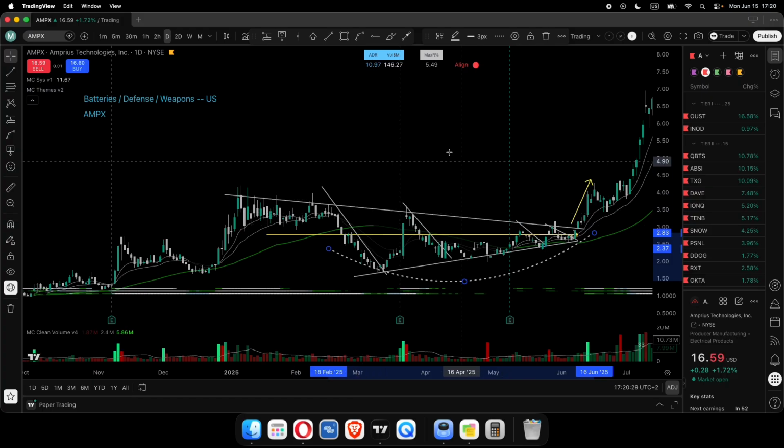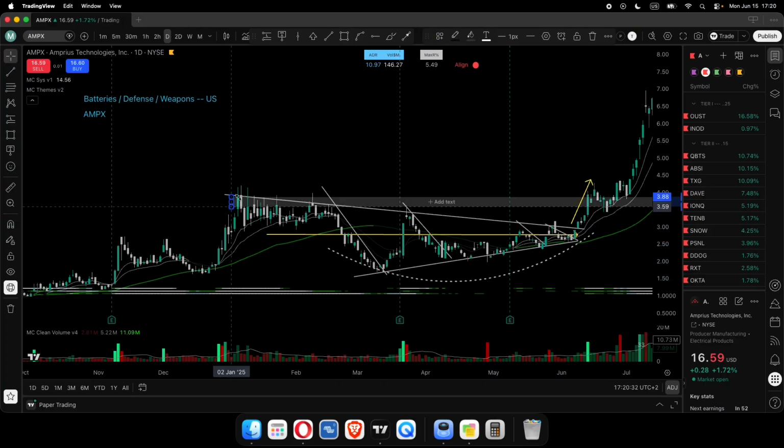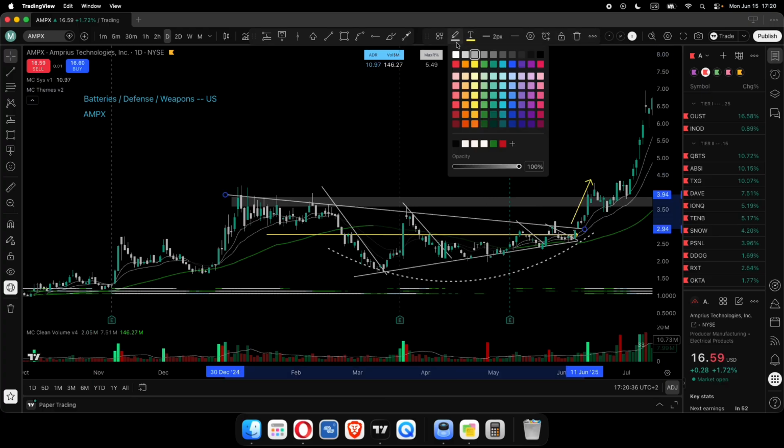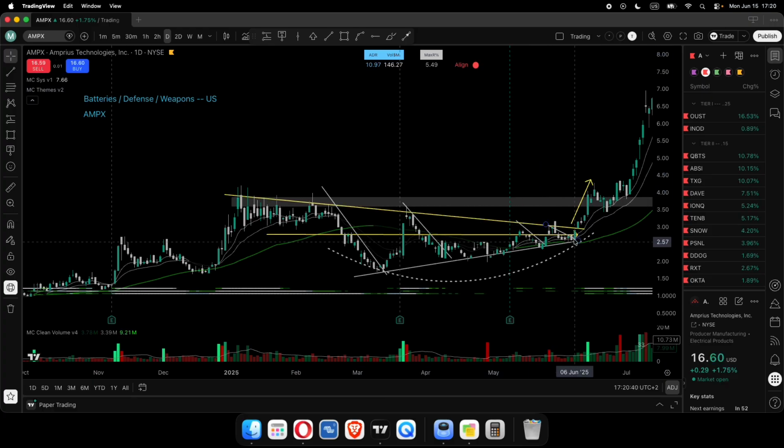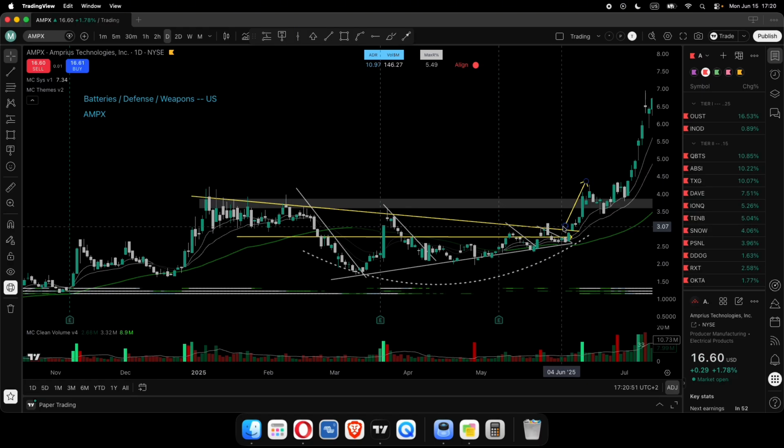It could be horizontal, like here. It could be a descending resistance, like this one. And I want to see the handle be as close as possible to that resistance area. It's also important to have strong rallies within the base before the breakout, like here. So that indicates that price is gaining momentum in my direction.